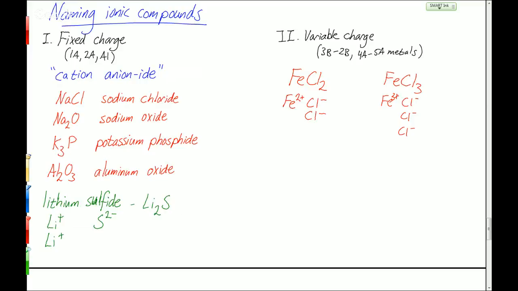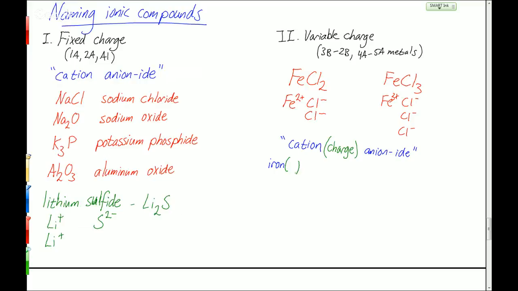So our name is going to specify whether we're talking about iron plus 2 or iron plus 3. And to do that, we're going to write the cation and then a parentheses with its charge in it, and then anion. So for FeCl2, that's going to be iron.